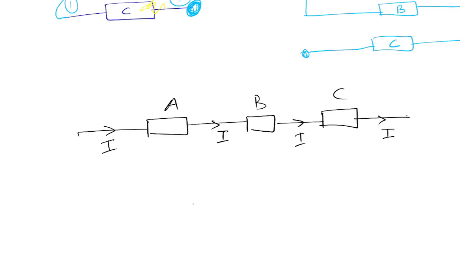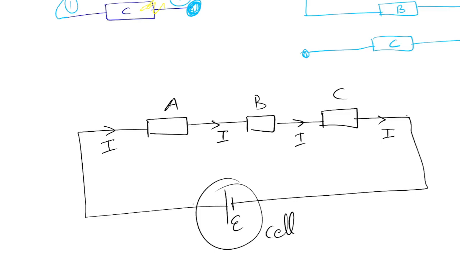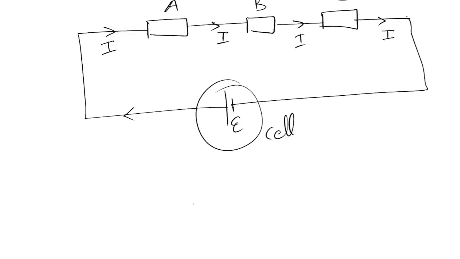All right, now let us connect a power supply to show that there is current flowing in the circuit. So this power supply could be a cell or a battery of EMF epsilon. This battery is pushing the charges through this resistor. Now, the other important thing is the voltage across each resistor may or may not be different.